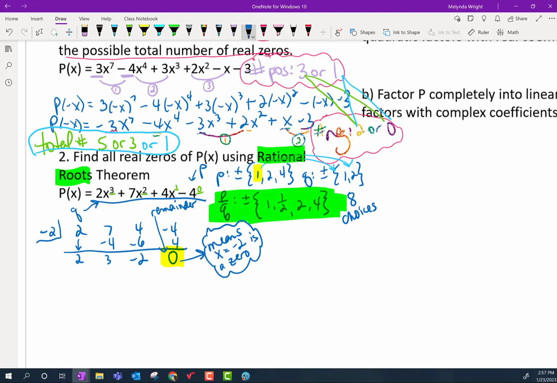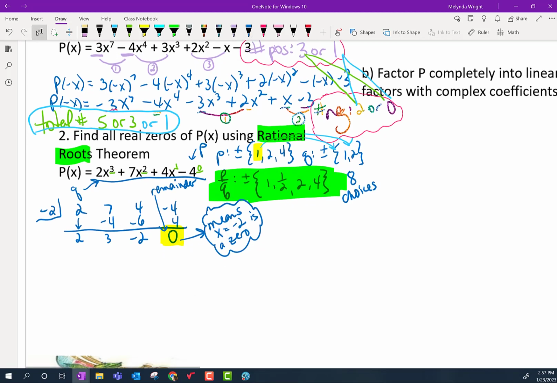Okay, then what do we do? Well, you could try another number, but when you try another number, you need to go back to this. Don't ever go back to the top. Just make yourself a note. If you're trying another number, use these numbers for future numbers to test. Don't ever go back to the 2, 7, 4, negative 4.